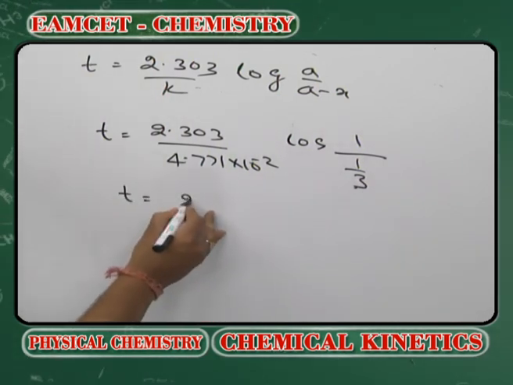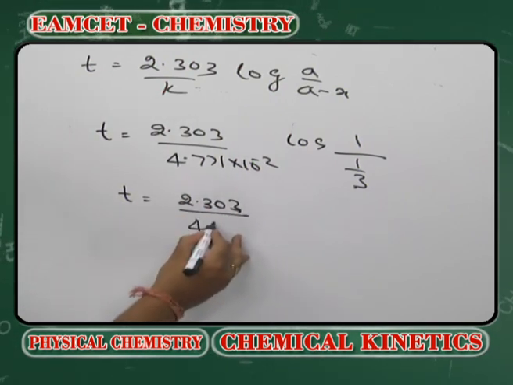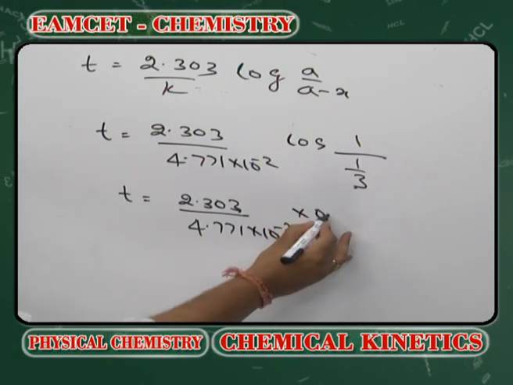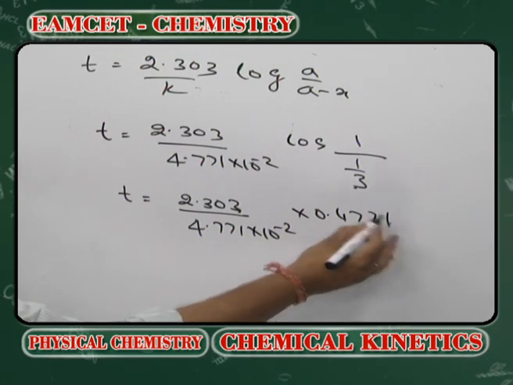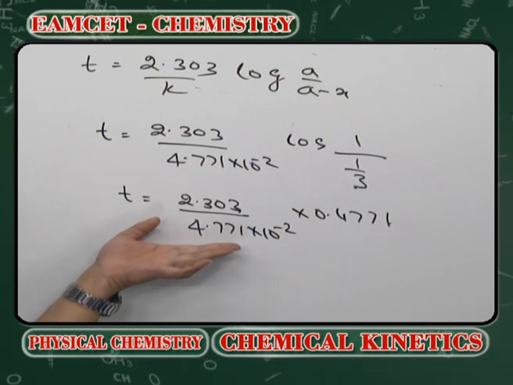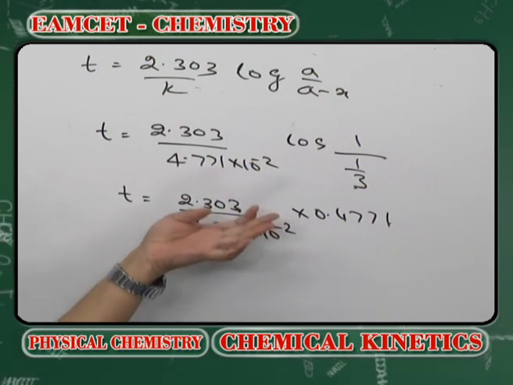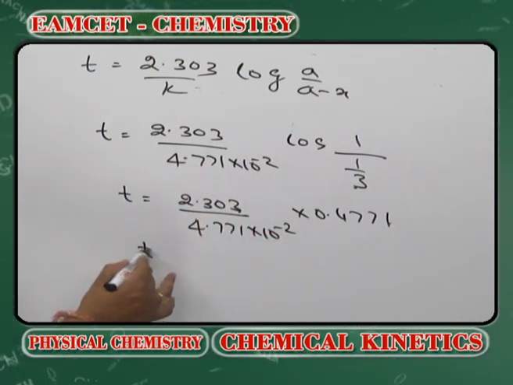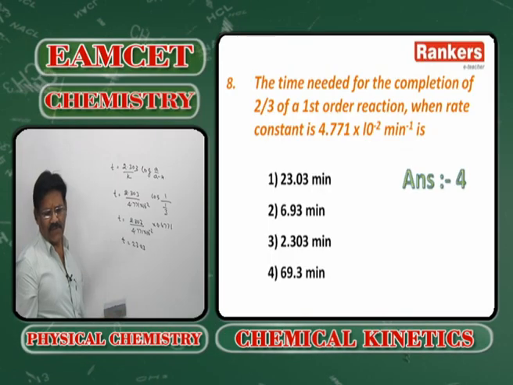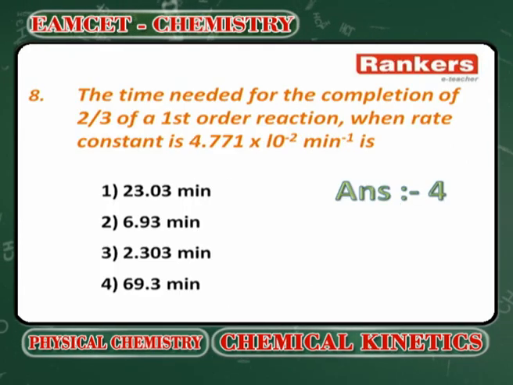So t is equal to 2.303 by 4.771 into 10 to the power of minus 2, into 0.4771. The log 3 value is 0.4771. So it will be 10 into 10 to the power of minus 1. The t value must be 23.03 minutes. Option 1 is the answer.